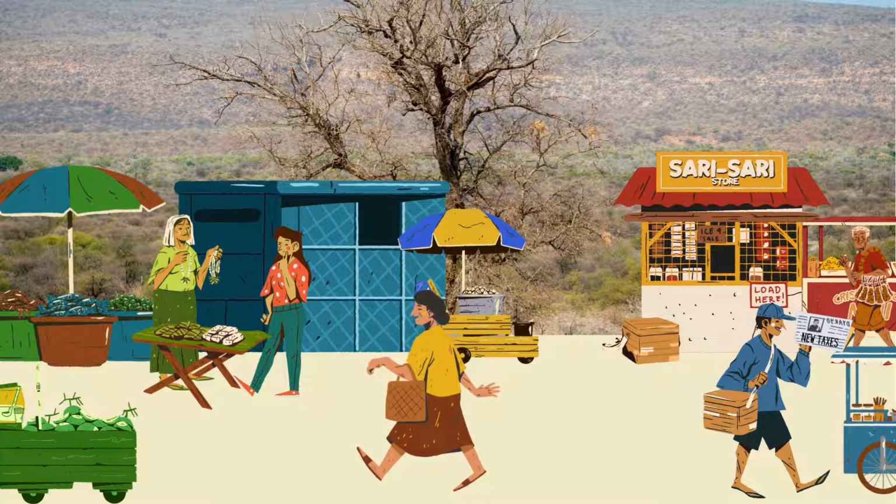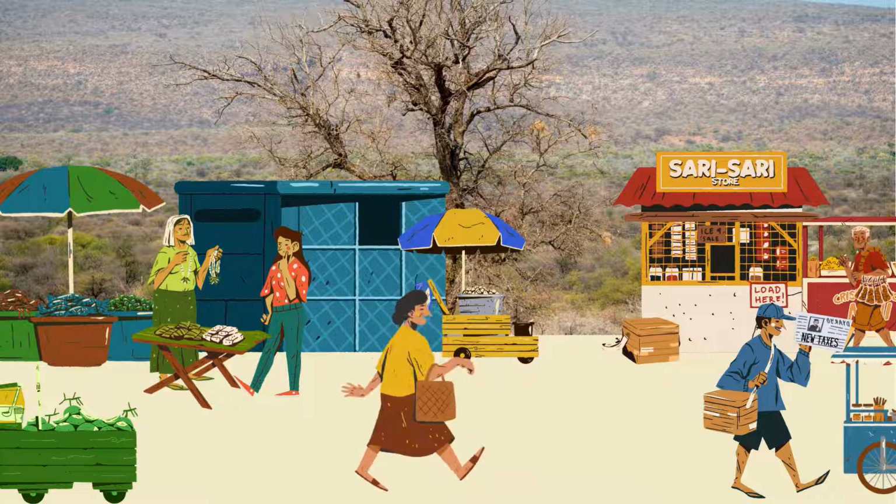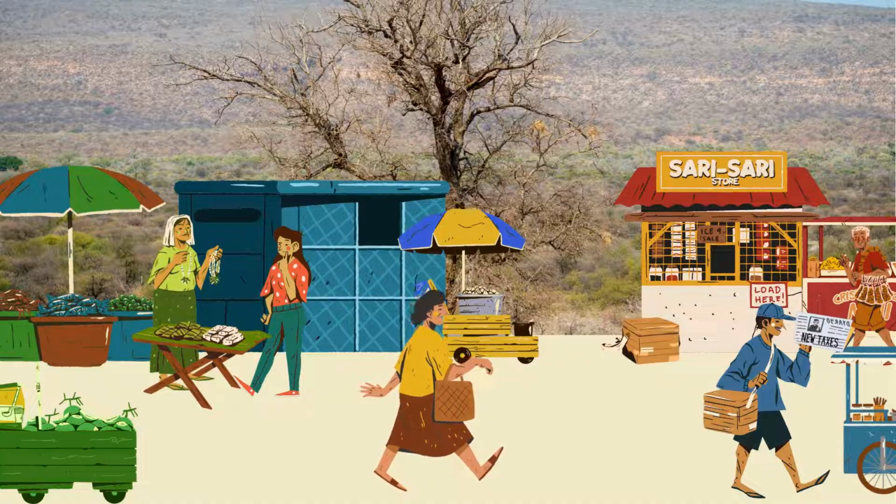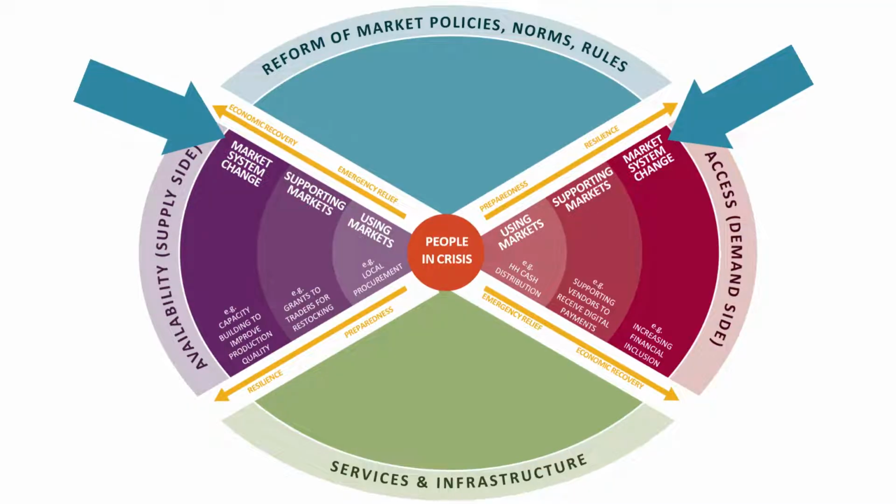Sometimes youth or women are unable to find work. Sometimes goods are unnecessarily expensive due to poor infrastructure or policies. Market systems change includes activities that help to ensure that market systems are transparent and provide what is needed at a fair price, not for a few months, but for the long term.